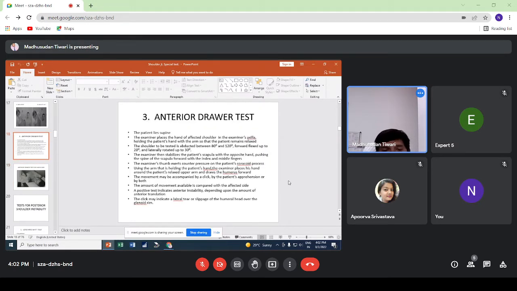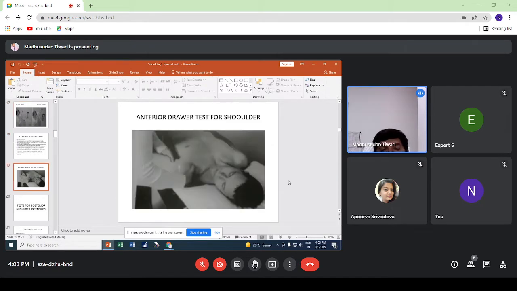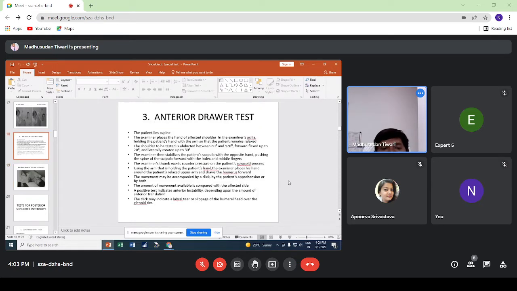In this position, the examiner stabilizes the patient's scapula with the opposite hand, pushing the spine of the scapula forward with the index and middle finger. Then what will happen? The examiner's thumb exerts counter pressure on the patient's coracoid process. Using the arm that is holding the patient's hand, the examiner places his hand around the patient's relaxed upper arm and draws the humerus forward. See, this test is a little bit difficult.